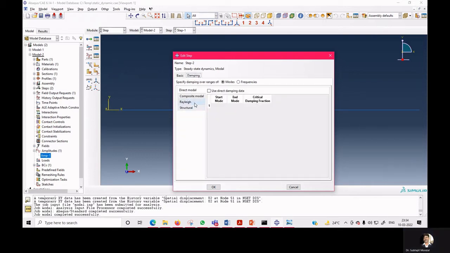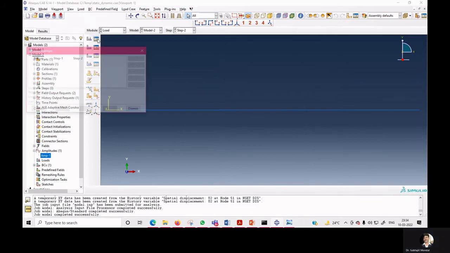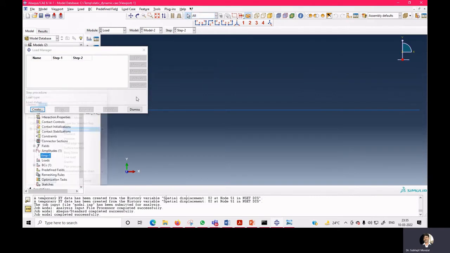Now for damping, you can see we have direct damping. Here it asks how much damping you want to apply. The first mode is 1, the end mode is 5, and the critical damping fraction we can write as 0.01. Okay. Now we are going to apply the loading here.